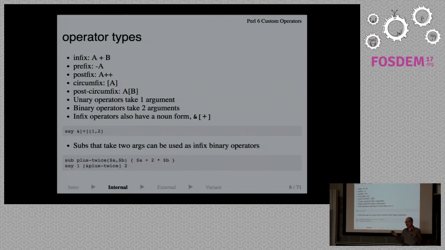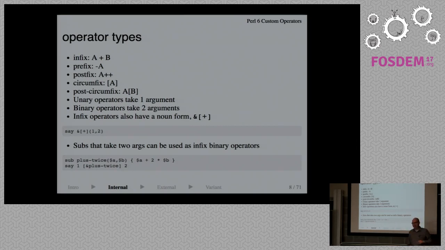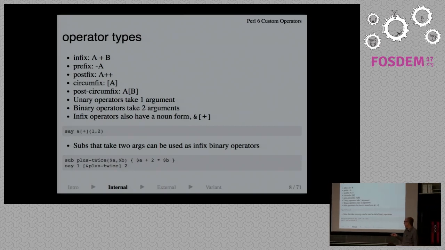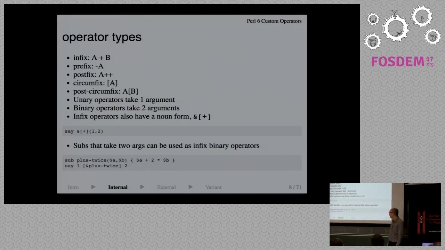So if you have any subroutine that takes two arguments, you'll automatically have an infix operator. So here we have an example of saying we make a subroutine called plus-twice, which takes the first argument and adds two times the second argument. And you can call it with the arguments afterwards, but you can also put an ampersand in front of it, put brackets around it, and then you can say 1 plus-twice 2. So out of the box, without doing anything crazy, you already have some interesting constructs for any subroutine that takes two arguments.